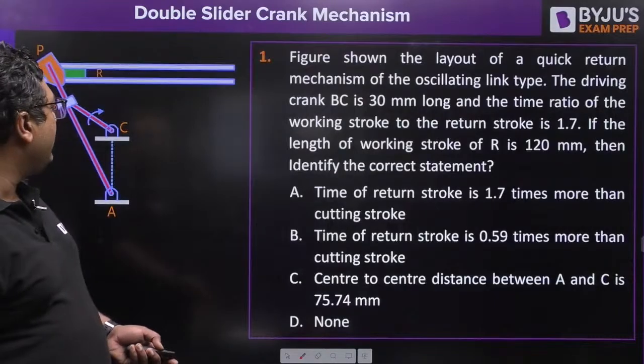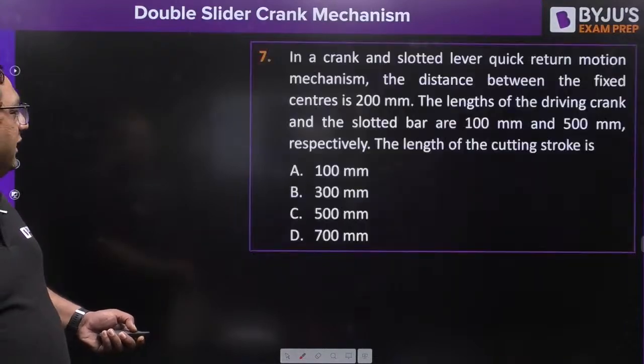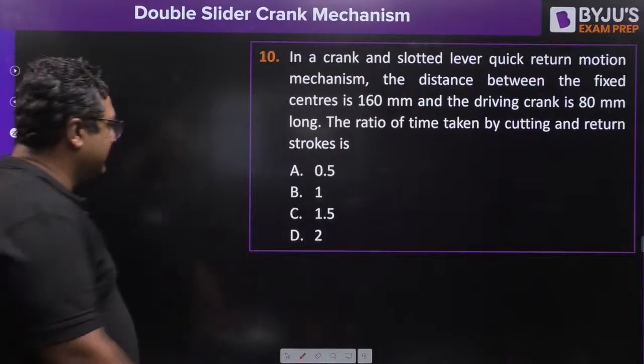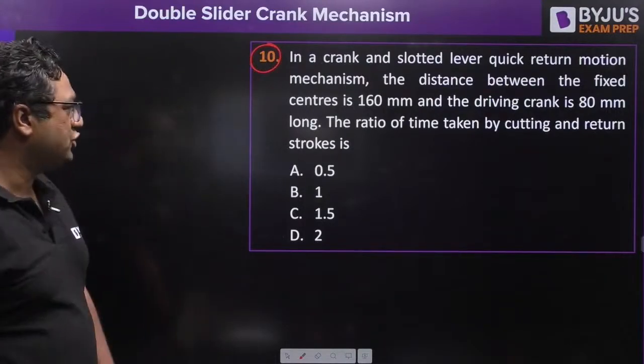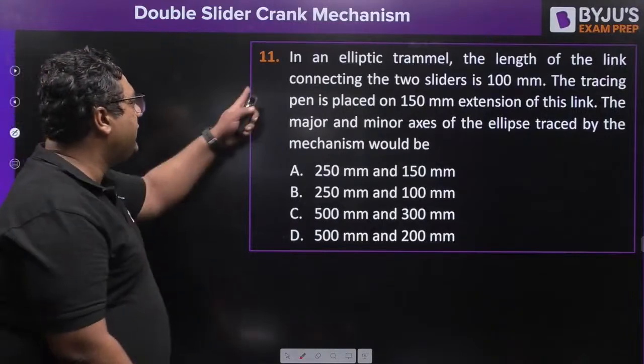So guys, now we are going to see some questions. We will be starting from the last question, and I will be giving you some extra concepts of mechanical advantage also. So if you see, this is the question. Better let us see from the 11th, elliptical trammel.